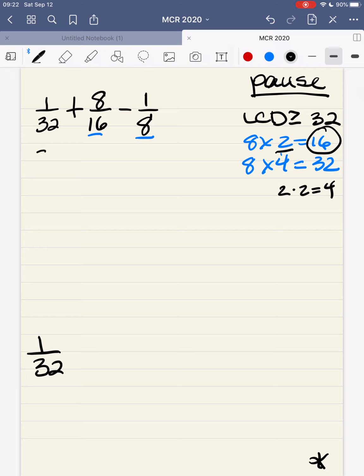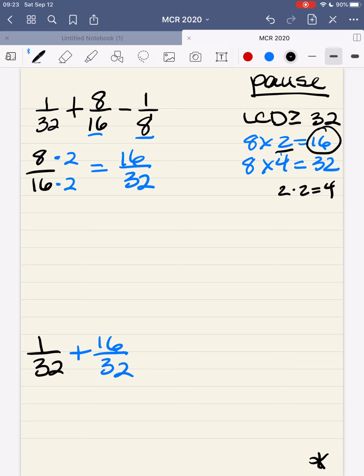All right. The 8 over 16, 16 needs to be multiplied by 2 to get to 32. So when I go ahead and multiply top and bottom by 2, I get 16 over 32. And that's added to it. My 1 over 8, I need to multiply by 4 to get to 32. So I have 4 over 32, and that's subtraction.